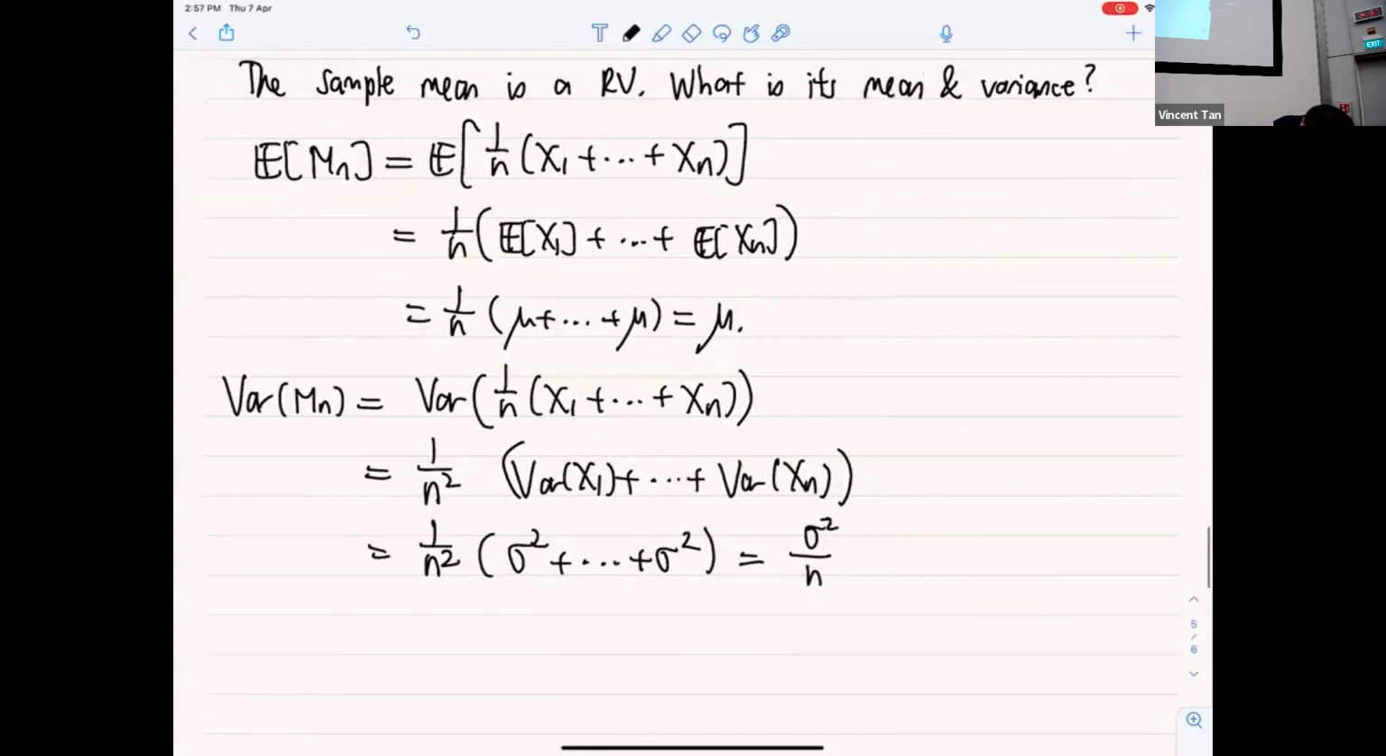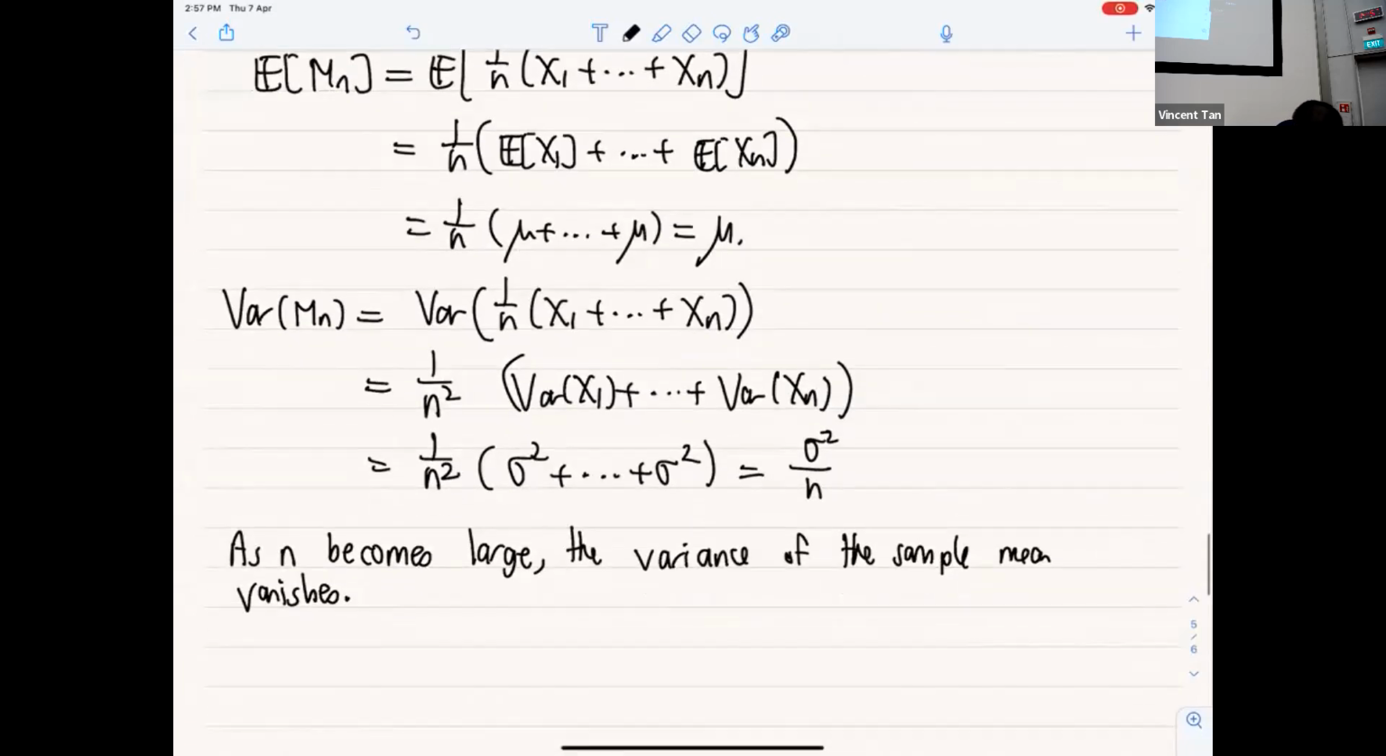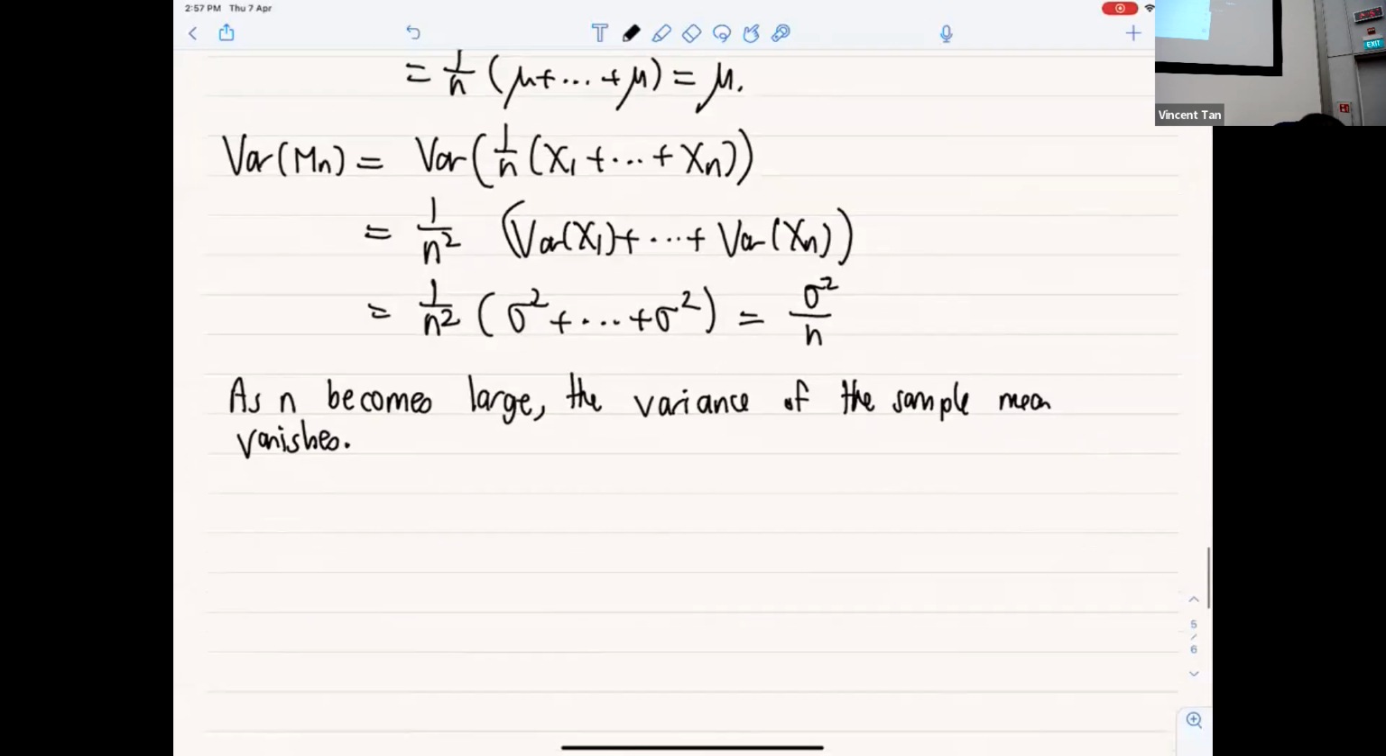So the point here is that as n becomes large, the variance of the sample mean vanishes. Vanishes means converges to 0. This one becomes very small. This one becomes super small. So the picture is as follows.